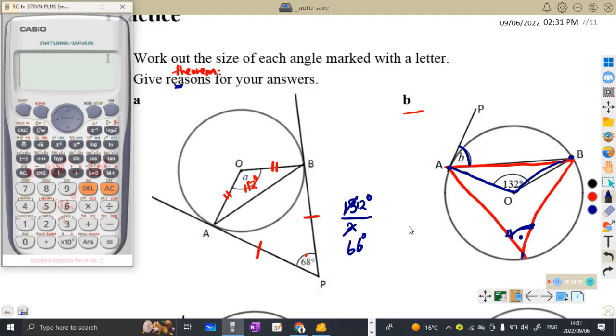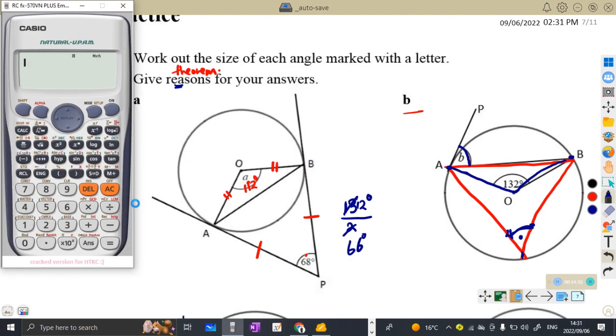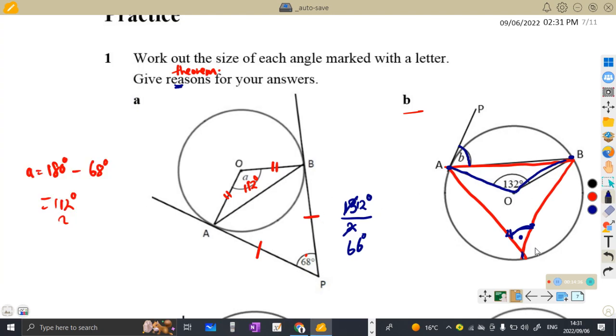What is happening with this calculator? Actually, I don't know. 132 divide by, or let me just leave it like that, it doesn't work for now.